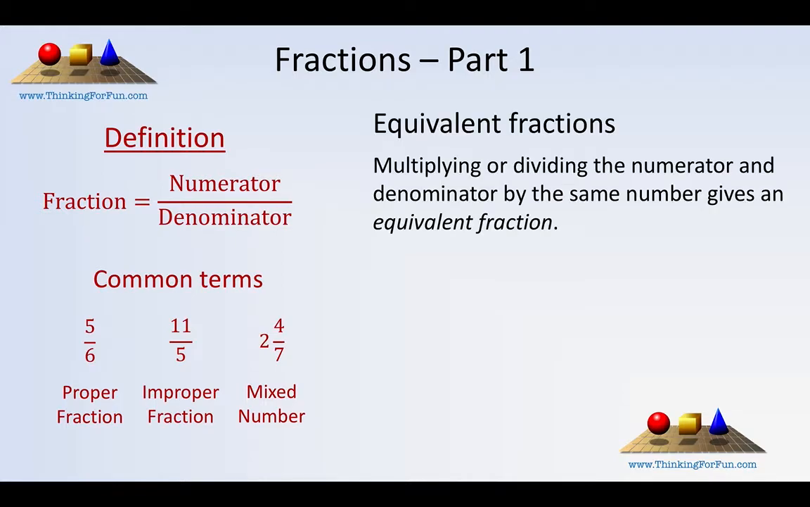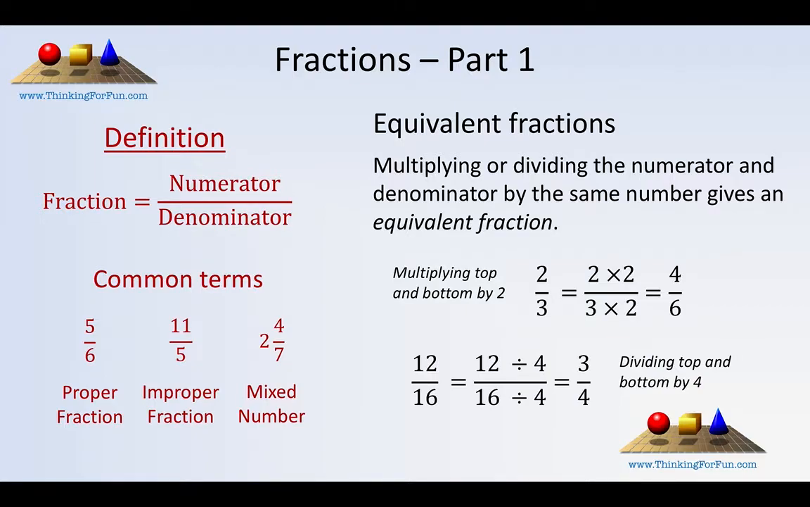The term equivalent fractions is used to denote fractions that have the same value. By multiplying or dividing the numerator and denominator by the same number, you get an equivalent fraction. For example, 2/3 is equivalent to 4/6, or in reverse, 4/6 is equivalent to 2/3. Another example is shown on screen where we are dividing both the numerator and denominator by 4.